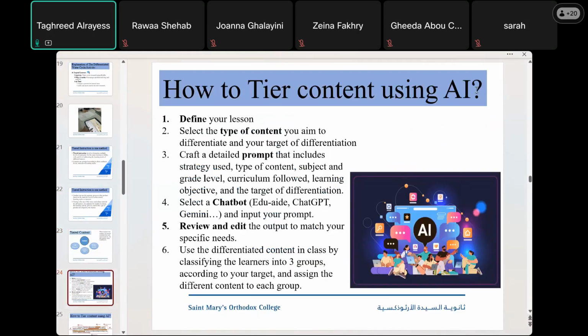After we choose the following, we have to also select the type of content we want to differentiate. So in this lesson, do I want to differentiate a lab report? Is it a scientific text that I'm using, an article, or it can also be a worksheet, for example? Then there comes the most important step, which is crafting a prompt. This prompt must include the strategy that we are using, which is tiering, the type of content that we aim to differentiate, the subject, grade level, the curriculum followed, the learning objective, and our target of differentiation.